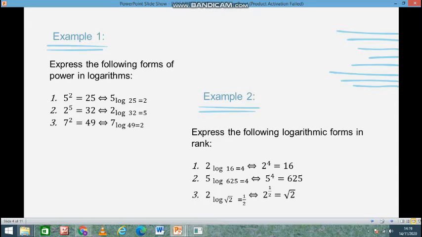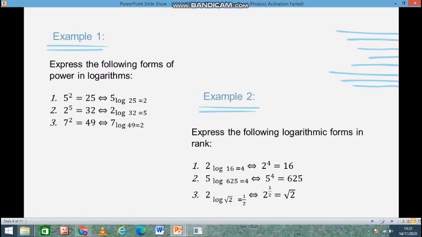And number 3, 7 to the power of 2 equals 49. 7 is the base of the logarithm, 49 is the numerus, and 2 is the exponent. Then written in logarithm form, namely 7 log 49 equals 2.